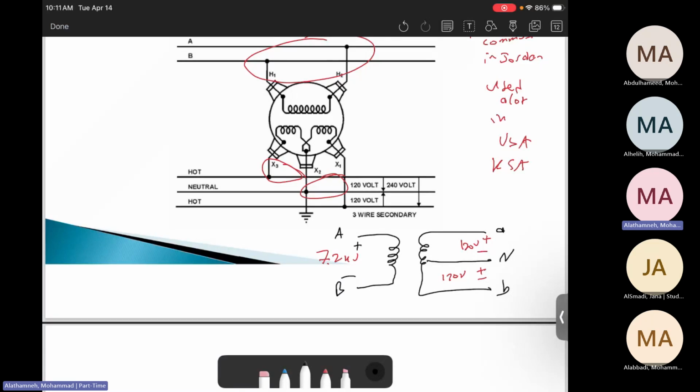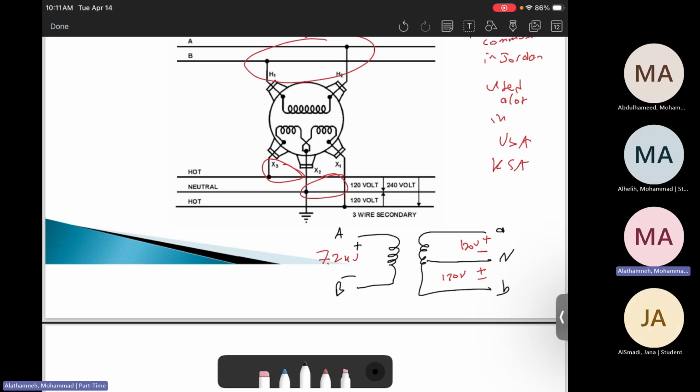Then what's the purpose of using this in the USA or in KSA? So they have dual voltages in distribution. There is a voltage of 120 volts, and there is another voltage of 240 volts. Both of them are used. How can we get 120 volts? By connecting A to neutral. How can we get another 120 volts? B to neutral. But if we need to get 240 volts, then we will connect A and B. Then we can obtain 240 volts when it is needed.